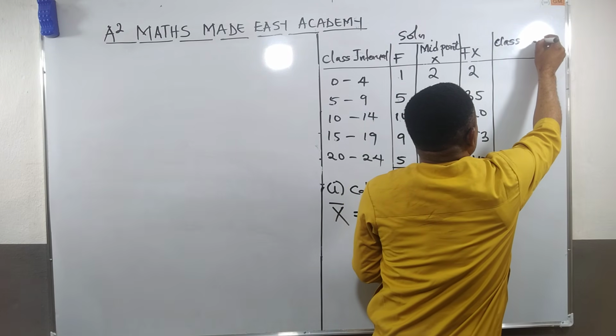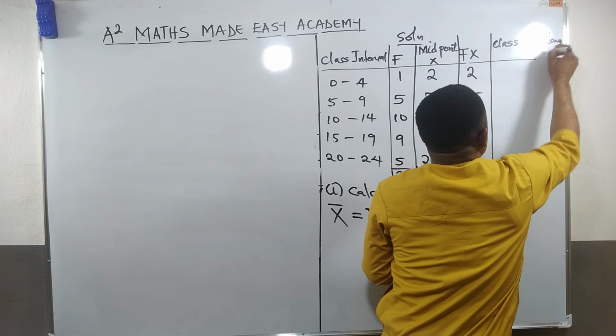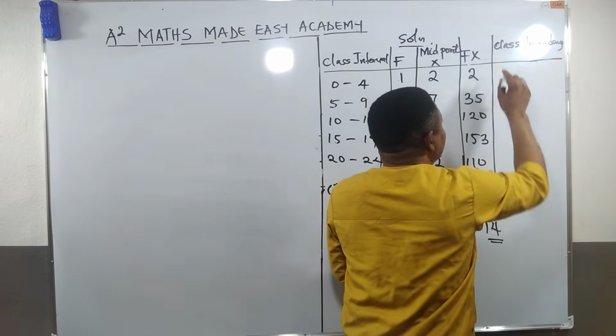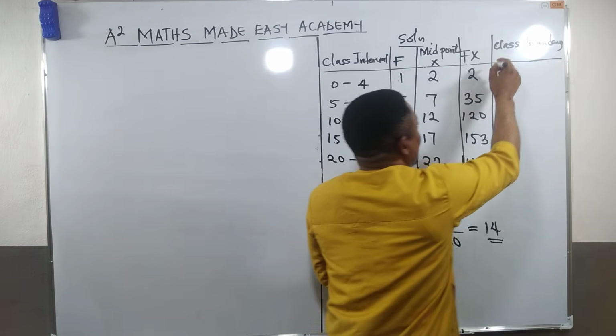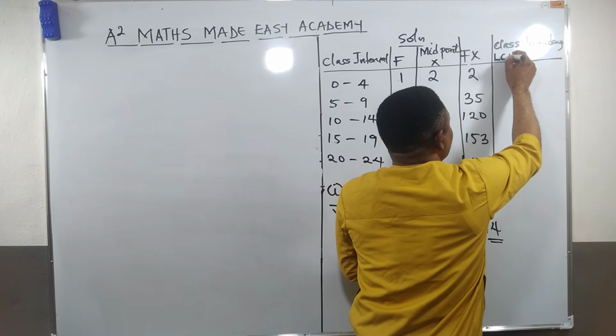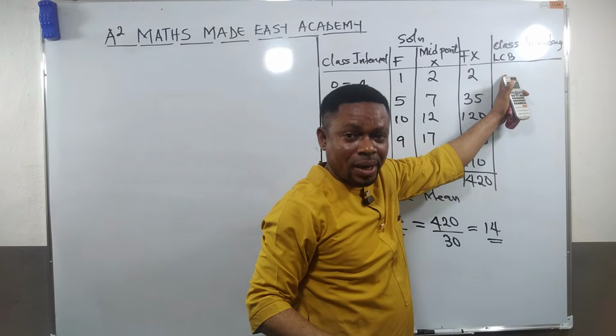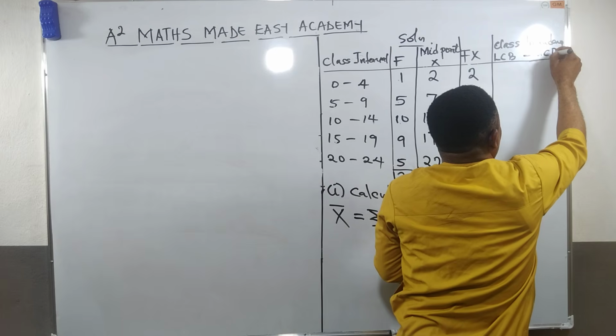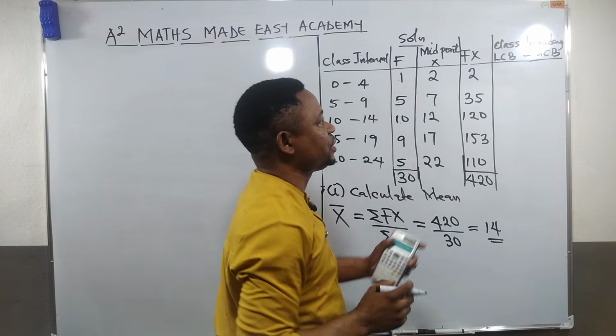Am I communicating now? Then the next thing we are going to introduce is what we call the class boundary. What did I say? Class what? Boundary. Then how do we determine the class boundary of a distribution? It is divided into two. The first one is lower class boundary. What did I say? Lower class what? Boundary. And the next one is what? Upper class what? Boundary.